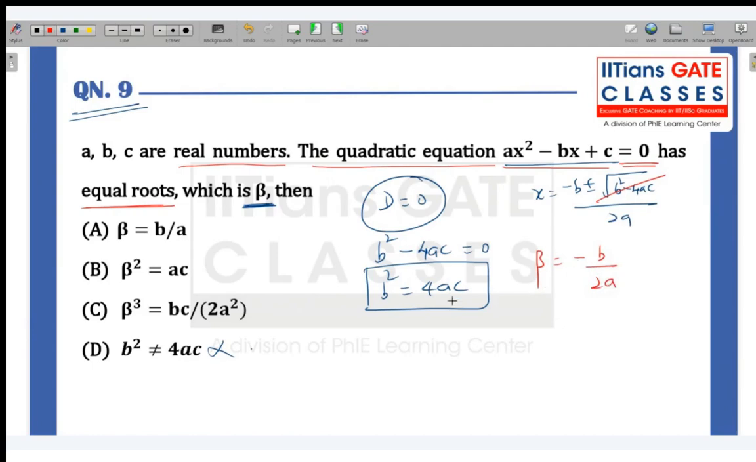You can take any value here. So you want the answer in terms of beta. So what you can do here is you can plug this. So b square equal to 4ac. Now what you can do, beta equal to what? Minus 4ac, right? Yeah. So can somebody answer which option is going to be correct, guys?